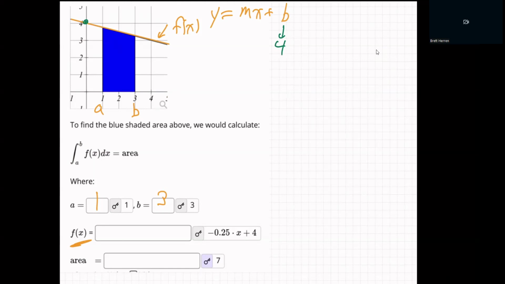Right here, this is b, because b is called the y-intercept. In y equals mx plus b, it's where your graph hits the y-axis. There's the y, there's the x, and it hits at 4. So that's nice. Okay, now let's bring down the slope.